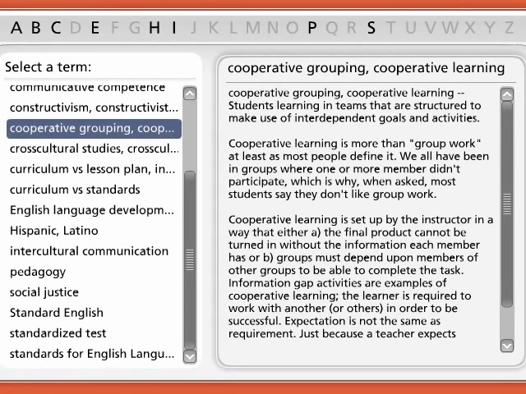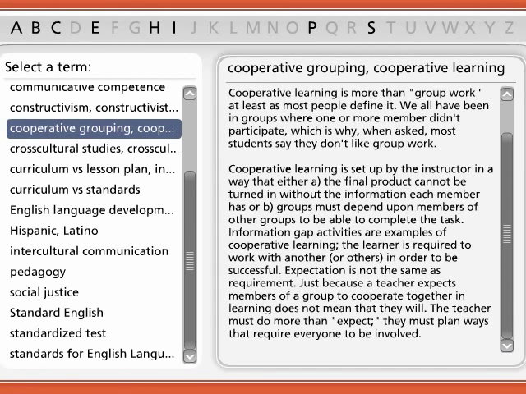On the other hand, cooperative learning is set up by the instructor in a way that either A, the final product cannot be turned in without the information each member of the group has, or B, groups must depend upon members of other groups to be able to complete the task. So for example, information gap activities are examples of cooperative learning. The learner is required to work with another or others in order to be successful.